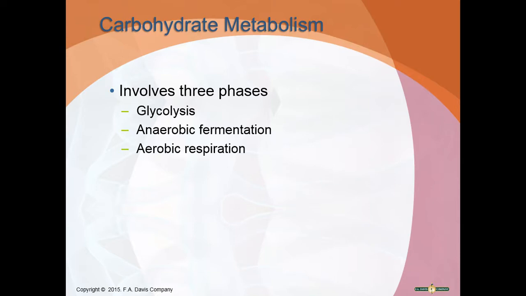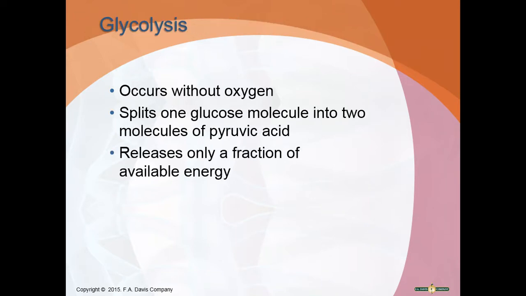Processes that occur without oxygen are called anaerobic processes. If they require oxygen, they're called aerobic. Think of aerobic exercise. You need oxygen for it. So glycolysis occurs without oxygen. It splits one glucose molecule into two molecules of pyruvic acid. It releases only a fraction of available energy.